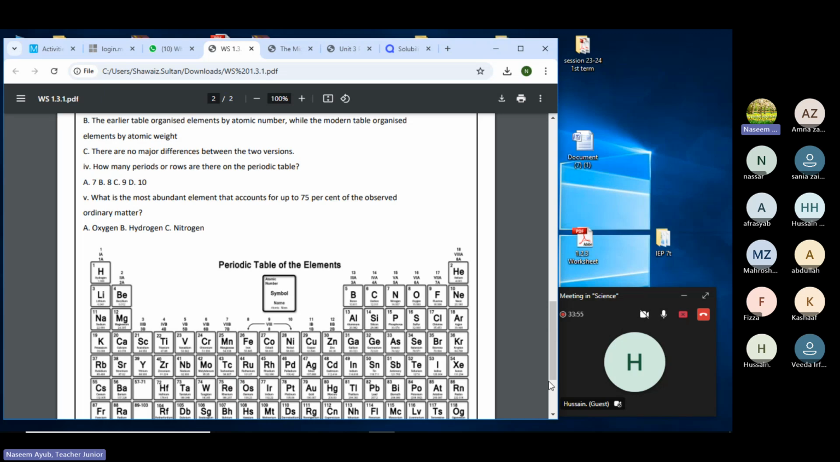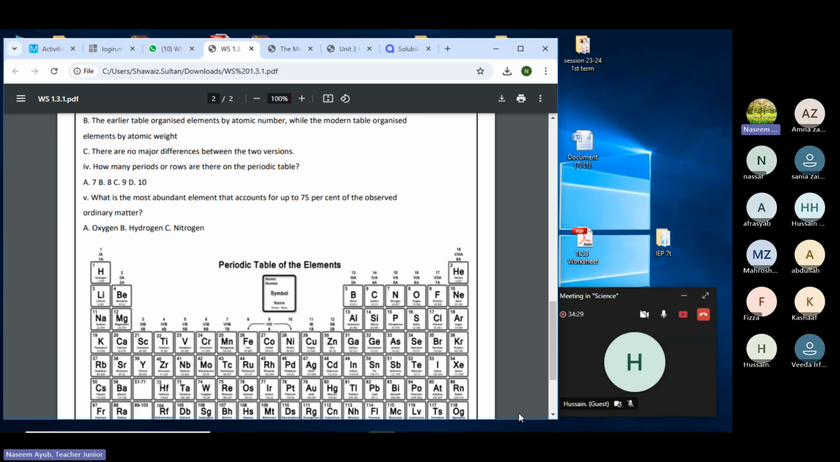So we are on the last question. What is the most abundant element that accounts for up to 75% of ordinary matter? It's hydrogen. You should be aware that any question can be expected from the paper. Sometimes they also give unseen questions not related to your objective, and we cannot do anything, so you should have some extra information as well. Hydrogen is 75% of the total mass.